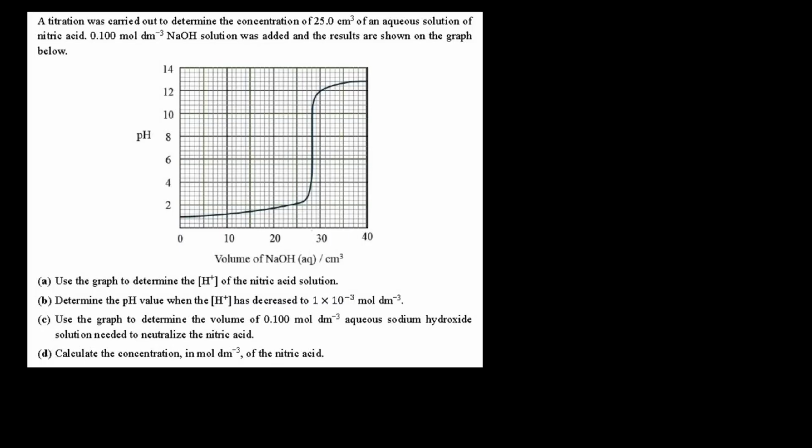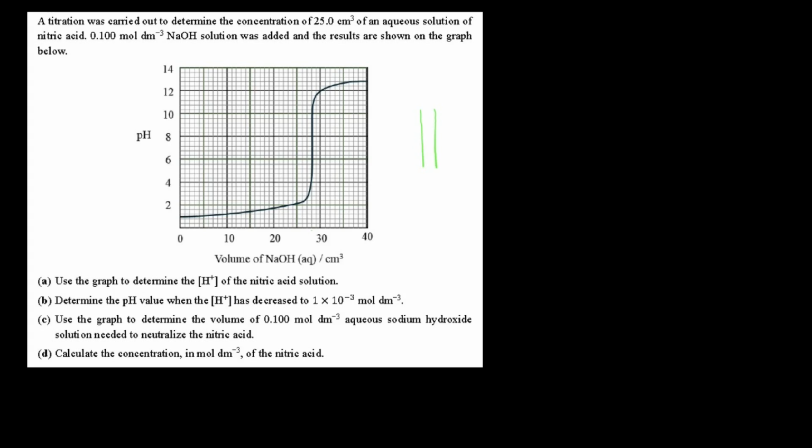Okay, so a titration was carried out to determine the concentration of 25 cm cube of an aqueous solution of nitric acid. 0.100 mole per dm cube sodium hydroxide solution was added, and the results are shown in the graph below. So this is a titration between a strong acid and a strong base, and the strong base sodium hydroxide is acting as a titrant and nitric acid is the analyte.